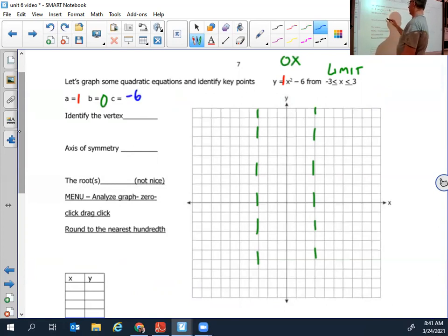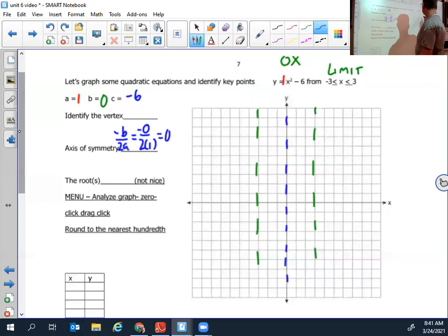All right, so my axis of symmetry, negative b over 2a, is going to be equal to 0 over 2 times 1 again. Negative 0 technically, so it's 0. So my axis of symmetry is still down the middle. So what do you think this minus 6 did to our graph? Did it move it up? Did it move it down? Did it move it left? Did it move it right? Did it turn it upside down? What happened? That's what we need to figure out.